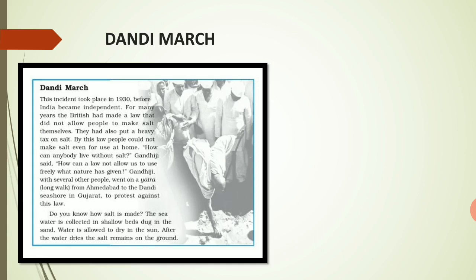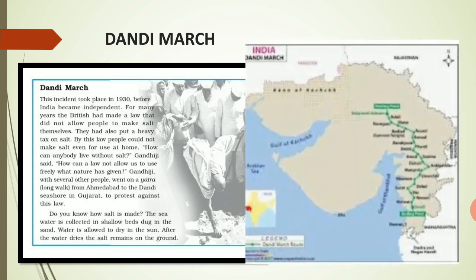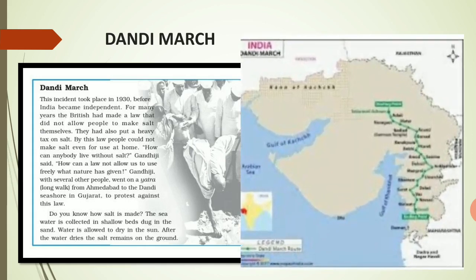Gandhiji with several other people went on a yatra, a long walk from Ahmedabad to the Dandi seashore in Gujarat to protest against this law. This is Ahmedabad, from where the Dandi March started. Gandhi started the Dandi March and many people joined, and they all reached here at Dandi seashore where Gandhiji made salt from seawater.